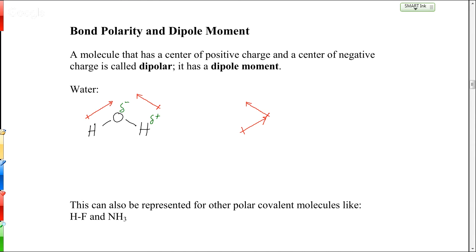So that means that the overall dipole moment, the sum of the two vectors, is like where you would end up if you went along the path formed by all the vectors. And in this case, it's like this. So that's the overall dipole moment.